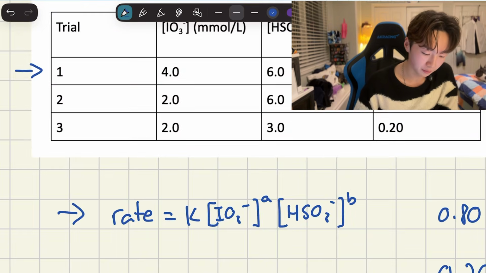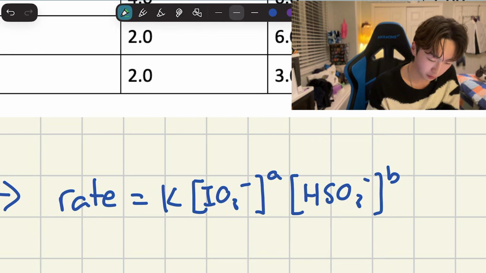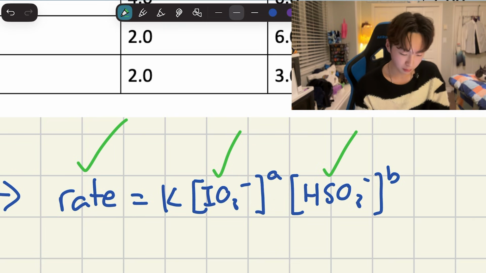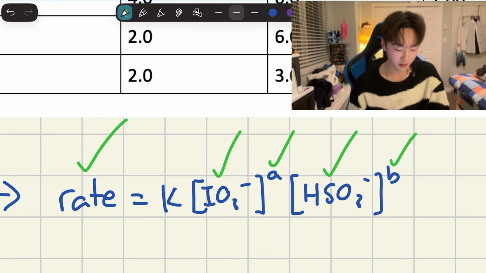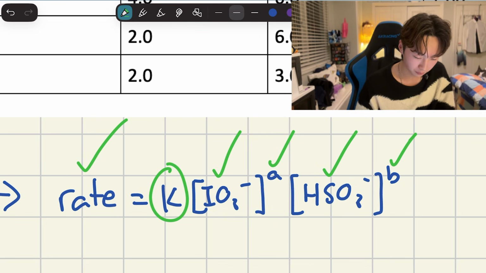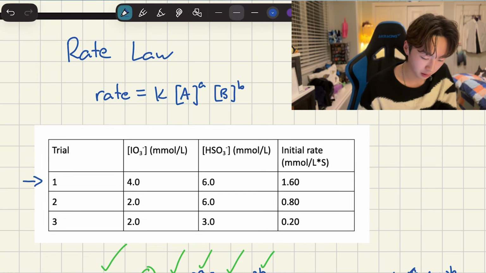We look back to our rate expression here. We have the rate, it's given to us. We have the concentration of both of the reactants. And then we have A and we have B. So all we have to do is do some basic algebra and we can find K. So we can actually just pick any of these trials. So I'll just pick trial 1.